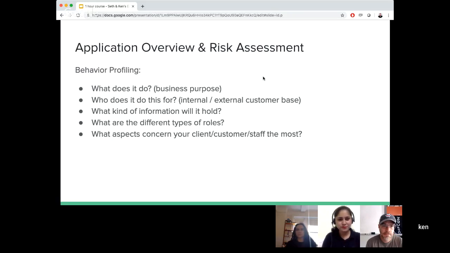And then what aspects concern you. I think, Seth, you can talk to this, but you'd be surprised, if you actually ask project managers and developers, you'll get some pretty good information out of asking this question to them.